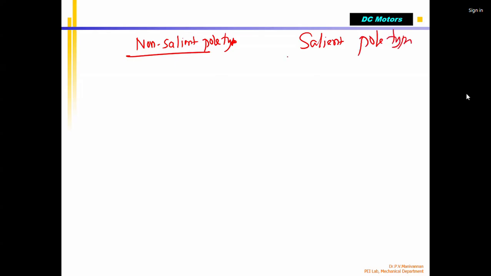There are some advantages between both. Okay, I will draw what the advantages are. One is called non-salient pole type, note down, and the other is called salient pole type. First thing is the rotor diameter. For the non-salient pole, the rotor diameter is smaller.